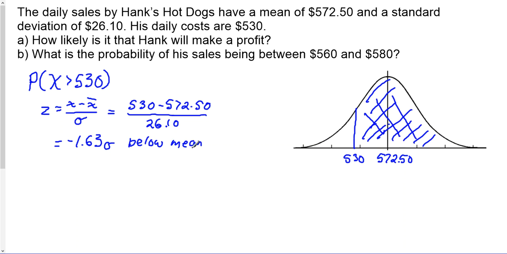So now we take this z-score and we go to our table of normal distributions, and we look up that z-score. So we look up 1.63, and in the center of the table we figure out what the area is.